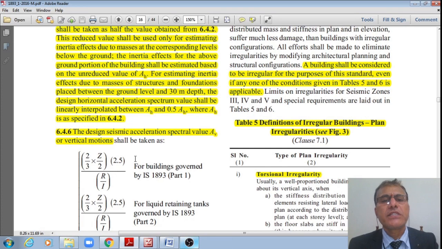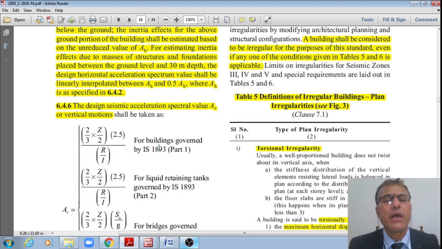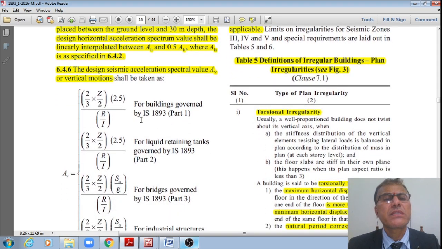Next one is the design seismic acceleration spectral value AV in the vertical direction, or due to vertical motions. AV is given by this for buildings governed by IS 1893 Part 1. We are in this part, students. This is how: ZI by 2R multiplied by Sa by g, where Sa by g is 2.5, but now with a reduction factor of 2 by 3. That is how AV is two-thirds of ZI by 2R multiplied by Sa by g, with Sa by g equal to 2.5.